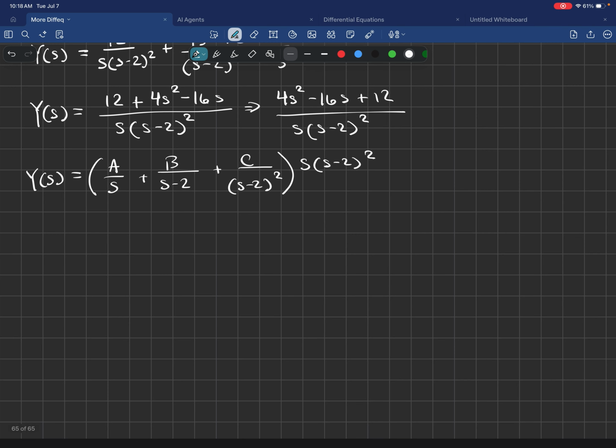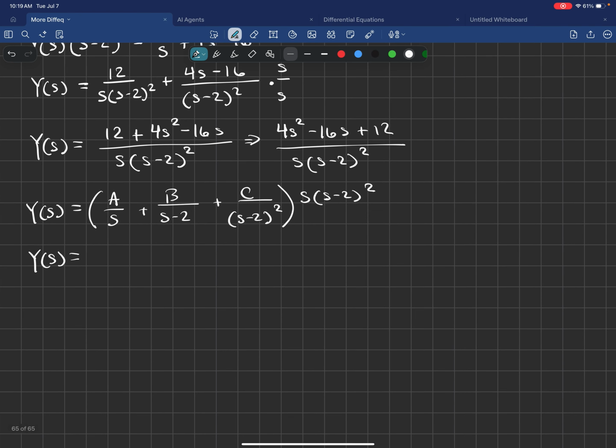So we're going to multiply the entire equation by the denominator to clear the fractions. And what we're left with, as you can see, is what's going to go into the numerator. So this has an s, this has an s minus 2, what's going to be left in the numerator is going to be whatever this denominator doesn't have. So let me show you. Y of s equals, so again, we're just going to bring this part forward.